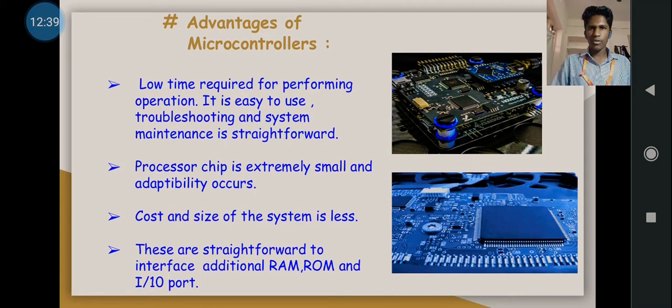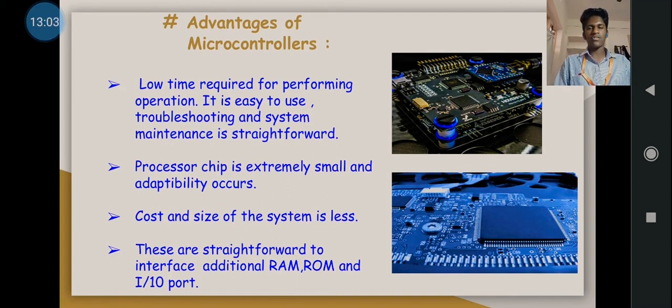It is very easy to use. Maintenance is straightforward, troubleshooting the system and maintenance is very straightforward. The processor chip is extremely small and adaptability occurs. In a microcontroller the processor chip is very small, so it can be used on a large scale as well as in much more complex structures.